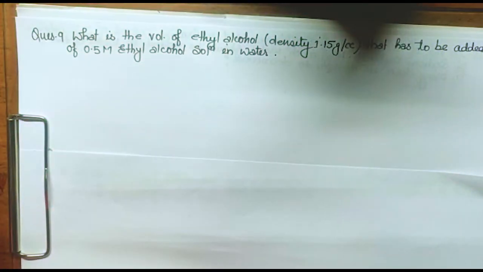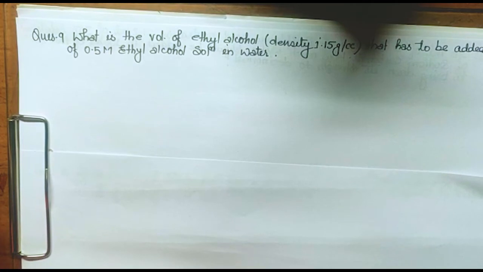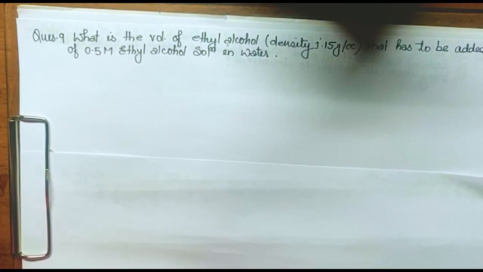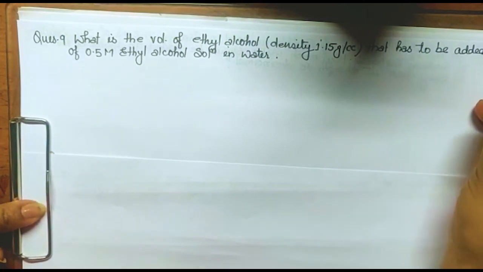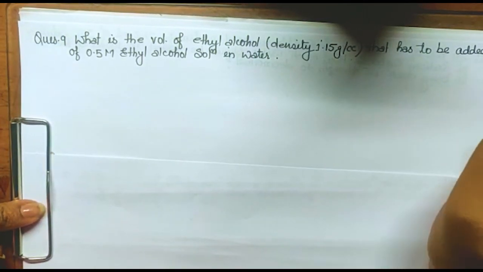Question number 9. Here's question 9. Okay. So what is the volume of ethyl alcohol? If density is given, that has to be added 100 cc of, cc means centimeter cube, and 1 centimeter cube is equal to 1 milliliter.